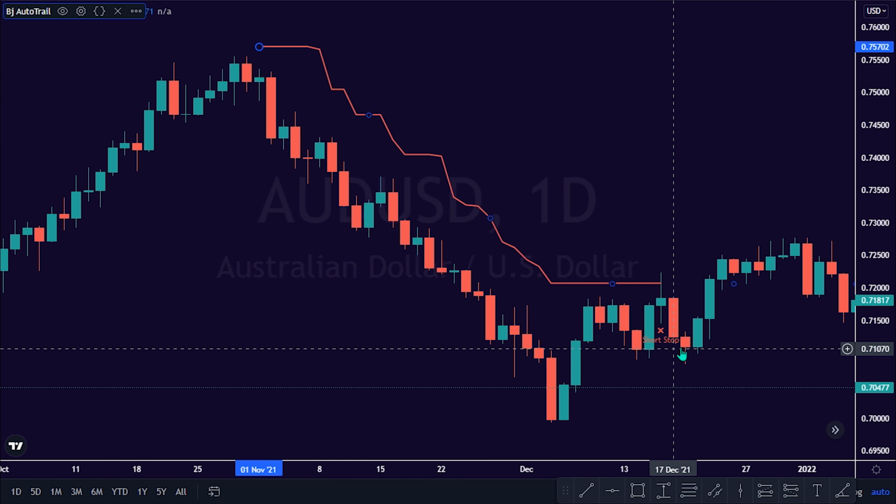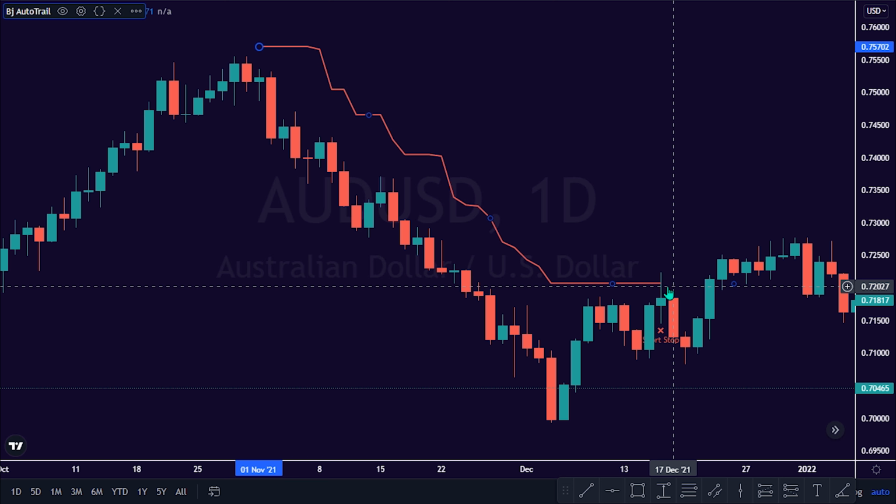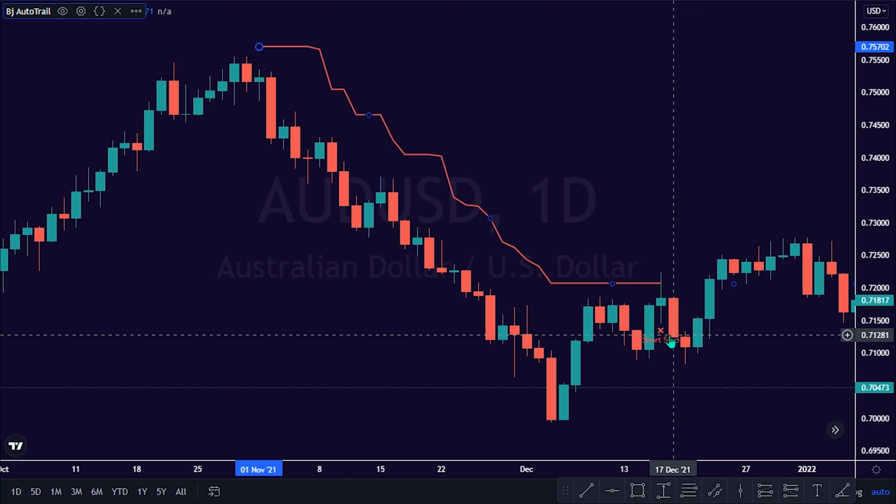The Bjorgum AutoTrail indicator will pop up short stop on the screen whenever price makes a bullish pullback and it hits the red trail line. Whenever you see this, it's a signal for us to close the short trade.